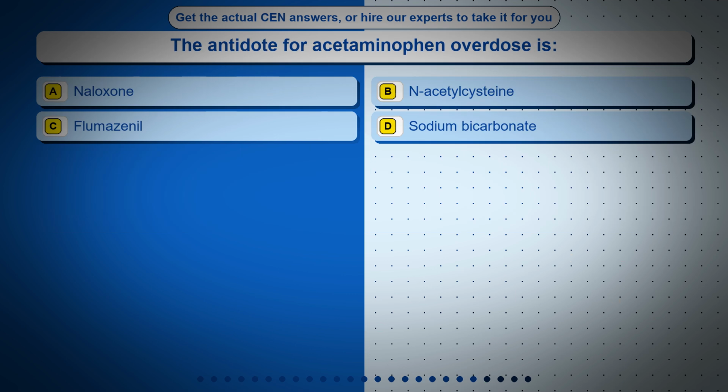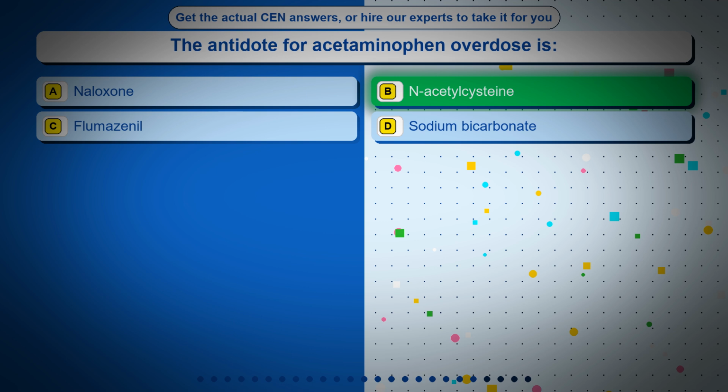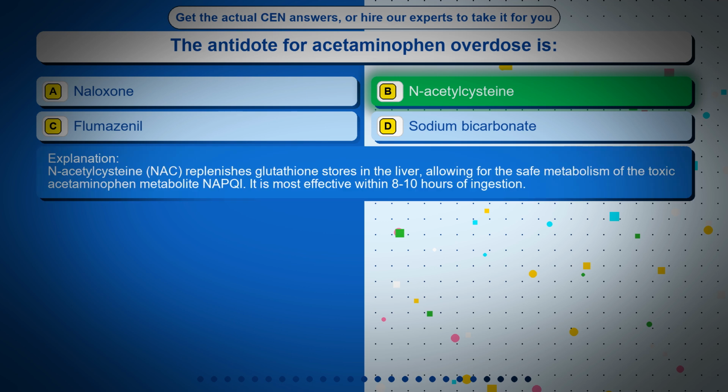Question 21. The antidote for acetaminophen overdose. Option A, naloxone. Option B, N-acetylcysteine. Option C, flumazenil. Option D, sodium bicarbonate. The correct answer is option B, N-acetylcysteine.